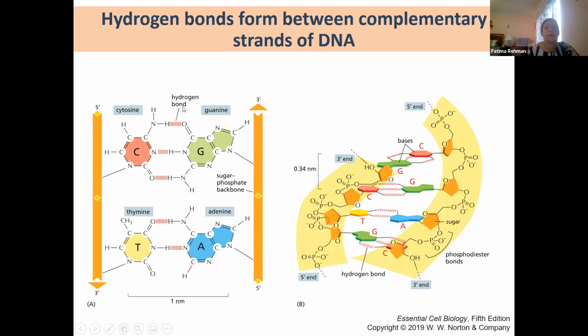Now, when we look at it more in detail to see what type of bonds are keeping those 2 strands together, you will notice that C and G can make 3 hydrogen bonds with each other based on their conformation, while A and T can only make 2, right? Because there are only 2 of those hydrogen bonds that can be formed in their correct orientation, while keeping the width of the helix constant.